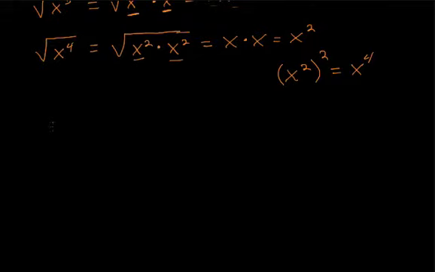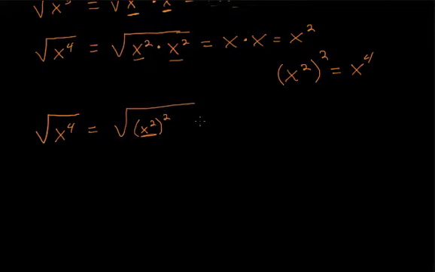Now, we can approach this problem in a slightly more sophisticated way. Rather than writing this out the long way, we can just say that x to the 4th power equals x squared squared, right? Because that's the same thing as x to the 4th, except I've written x to the 4th as a quantity squared. And what is that quantity? What's inside the parentheses? X squared. So the square root of x squared squared is just going to be x squared.